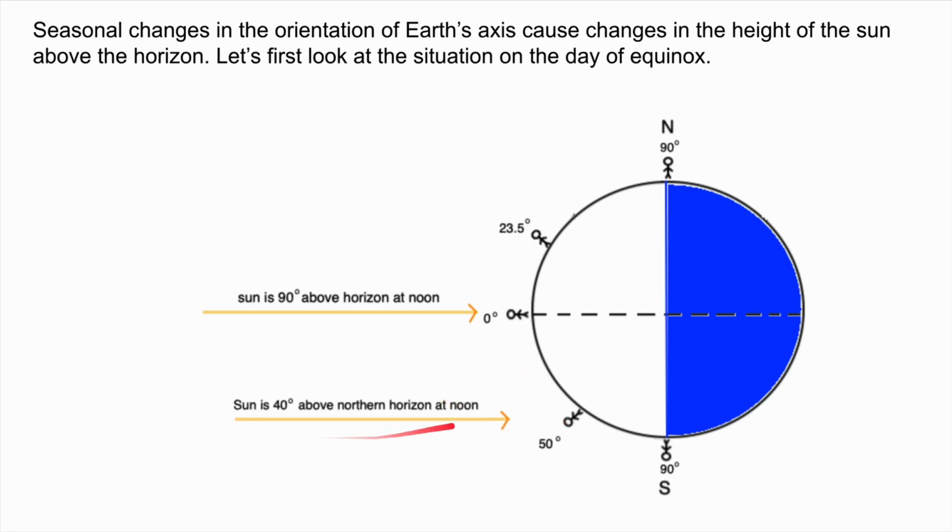So that's how high it would be at noon on the equinox for that person. For the person who's at the South Pole, the sun is just going to barely graze the horizon on that day, because 90 minus 90 gives me 0 degrees.